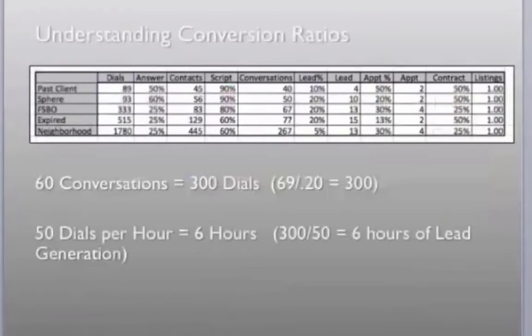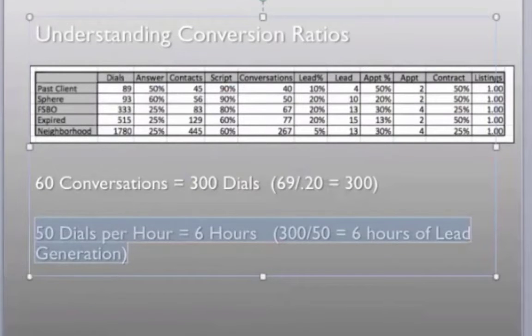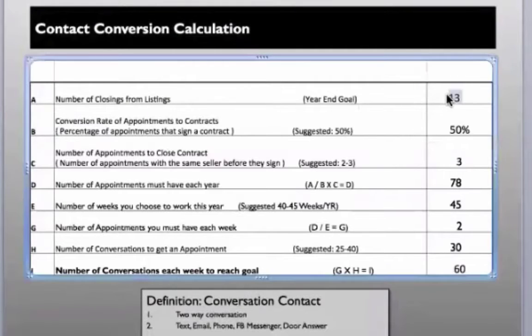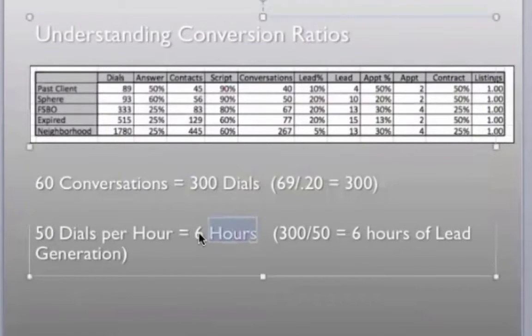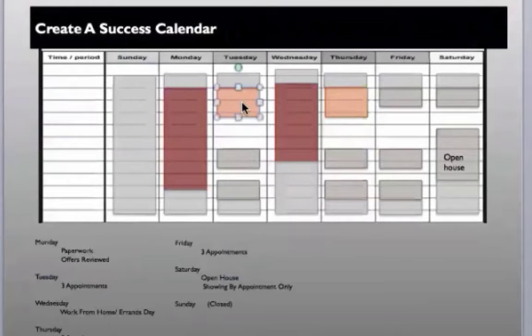Now, remember, if we come back up here, in order for us to achieve our goals, this person who had 100% of their listings was going to have to come from their effort because they didn't have some coming from their sphere of influence. They have to generate 6 hours of lead generation a week in order to achieve their 2 appointments to achieve their goal. So right here is about an hour and a half session. Here's an hour and a half session. So this person would need 2 more times in their calendar to be generating business.